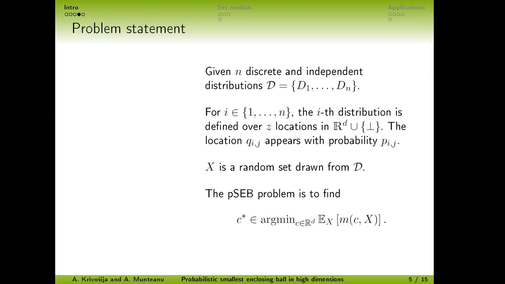We state our problem formally. Given n discrete and independent distributions in D. The ith distribution is defined over z locations that are either in R^d or a bot symbol, which means that the point is not present. Point i is realized at location Q_ij with probability P_ij. Then X is a random set drawn from D. The probabilistic smallest enclosing ball problem is to find the point C star that minimizes the expected distance to the realizations of X.